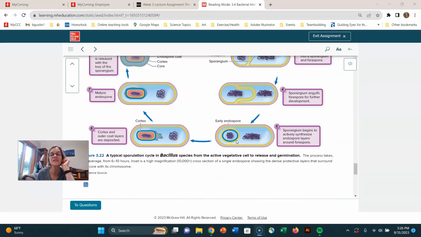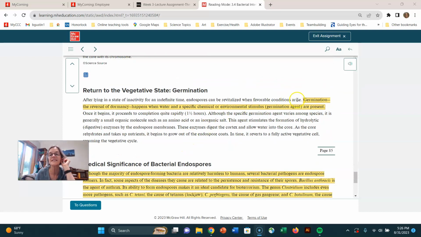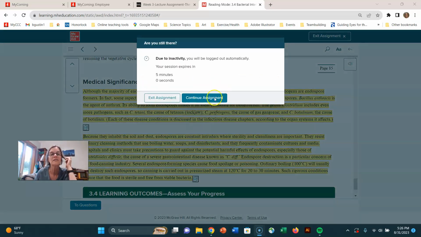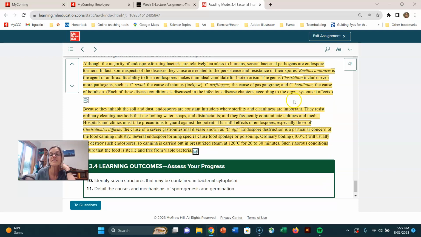Now, this has a really big importance for disease. And what is the medical significance? Well, it says the majority of endospore-forming bacteria are relatively harmless, but there's some that are really important that cause pretty big diseases. And one is caused by Bacillus anthracis, causes the disease anthrax.